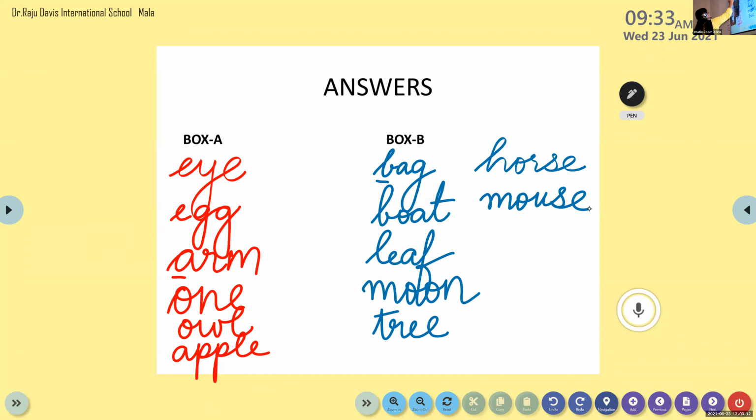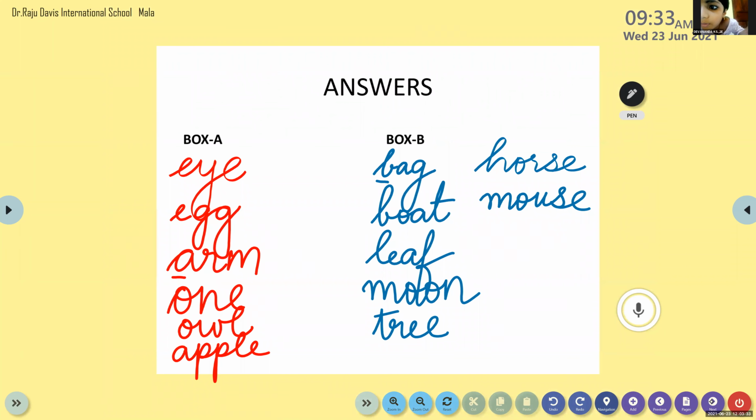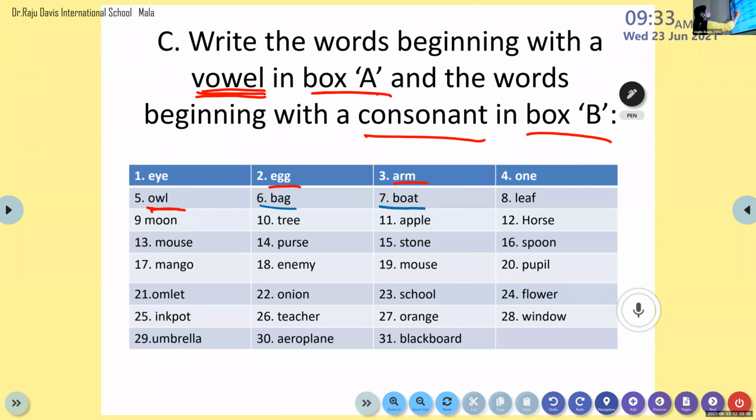Devananda KS? Yes. Devananda KS? Yes, read the next word, which is the 14th word here. Read the 14th word for me, Devananda. P-U-R-S-E. So we have finished with mouse. Okay, so we'll move on to the 14th word.